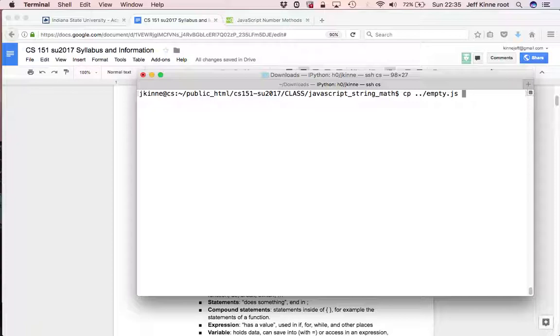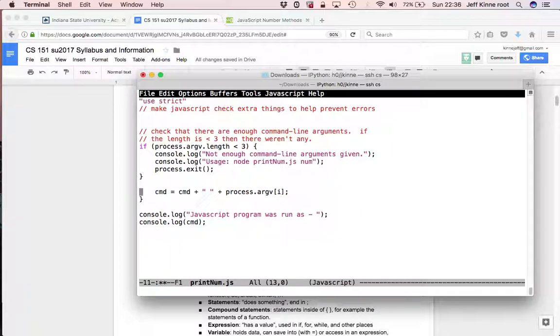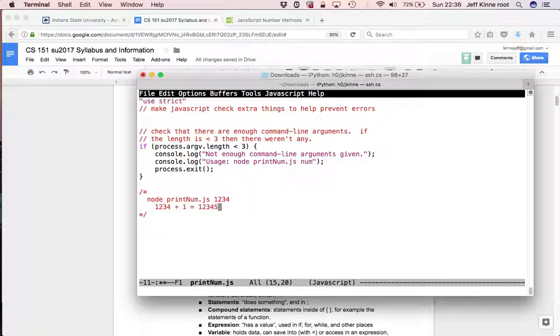We're going to call this printnum.js, and this should be some number. The idea here is that if they run it like node printnum.js 1234, then it should print 1234, and plus 1 equals 1235.